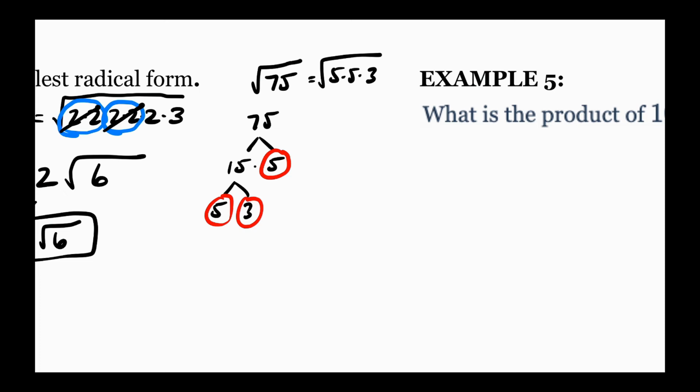Square root, looking for pairs. I have one pair of 5s. 5 times 5 is 25. The square root of 25 is 5. 3 is left on the inside because that one doesn't have a pair. 5 times the square root of 3. Okay.